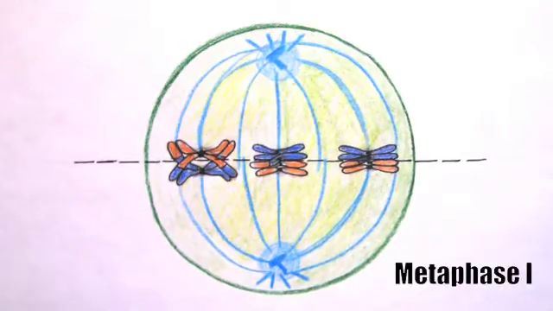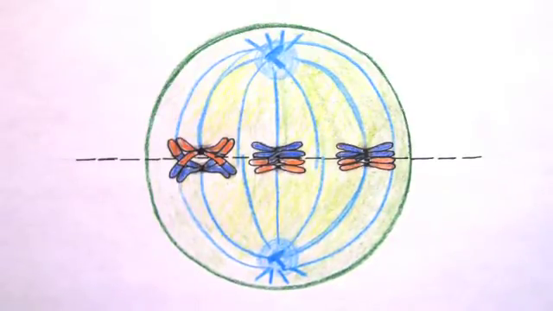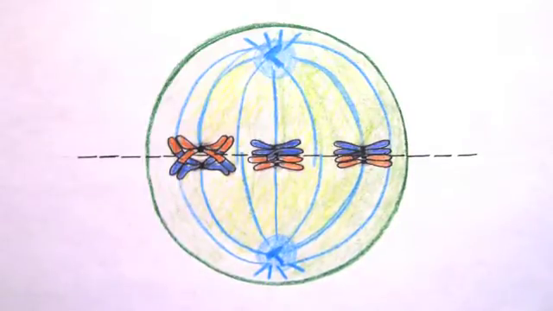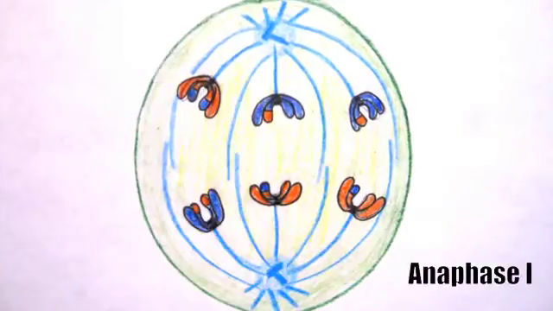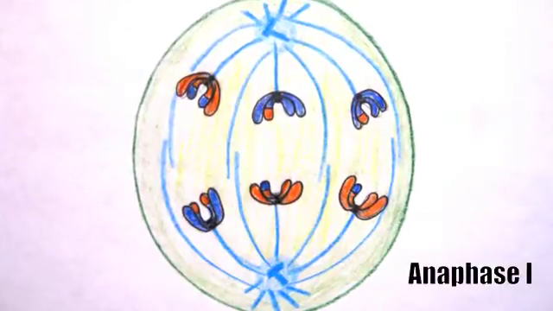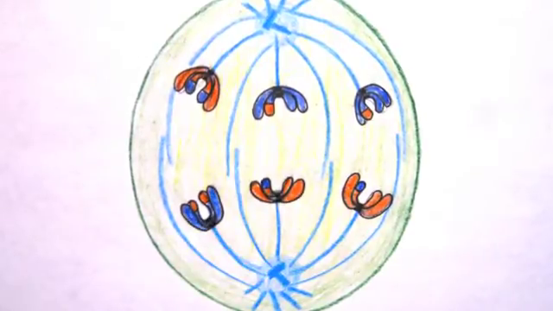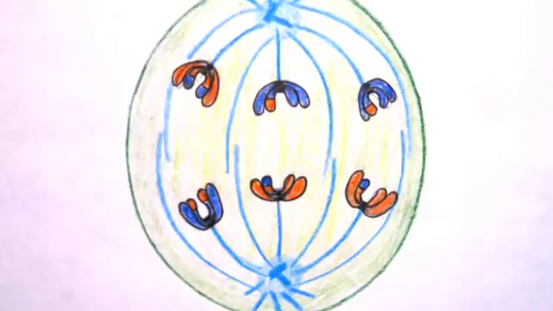During metaphase 1, chromosomes line up by homologous pairs along the metaphase plate. The chromatids from each homolog are attached to kinetochore microtubules from one pole, as those of the other are attached to opposite poles. In anaphase 1, the shortening of the spindle fibers causes the homologous chromosomes to separate and move towards opposite poles, while the sister chromatids remain attached. This cuts the chromosome number in half.